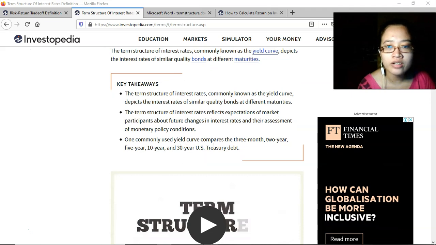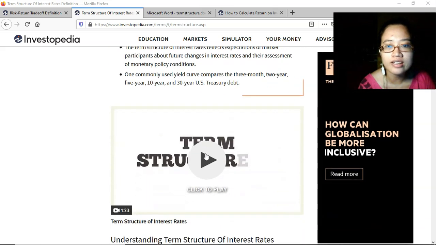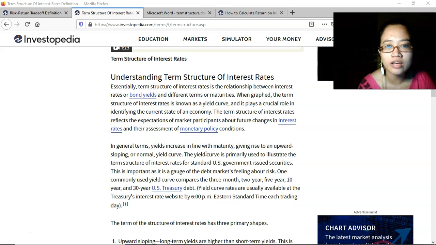One commonly used yield curve compares the 3-month, 2-year, 5-year, 10-year, and 30-year U.S. Treasury debt. Okay, term structure, I think this would pertain to the length of holding time or the period that a certain investment or a certain security is in the hands of an investor. Okay, term or period. Essentially, term structure of interest rates is the relationship between interest rates or bond yields and different terms or maturities. For example, in terms, you have 30 days, 60 days, 90 days, 180, 1 year, 2 years, 3 years, 5 years, 10 years, or more, right?